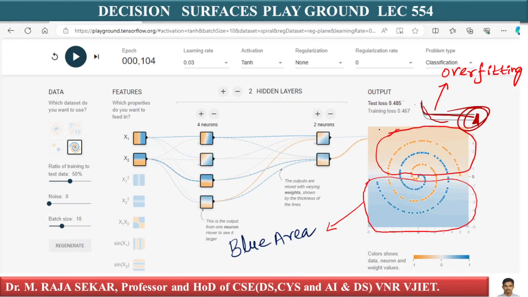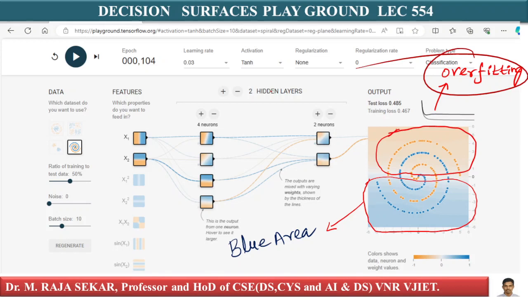You know that it is overfitting, isn't it? What does it mean? If there is a gap between training loss and testing loss, what is your conclusion? You know that it is overfitting. Ideally, they should be very close to each other, like in the previous case that we saw. Here your test loss is different from the training loss.